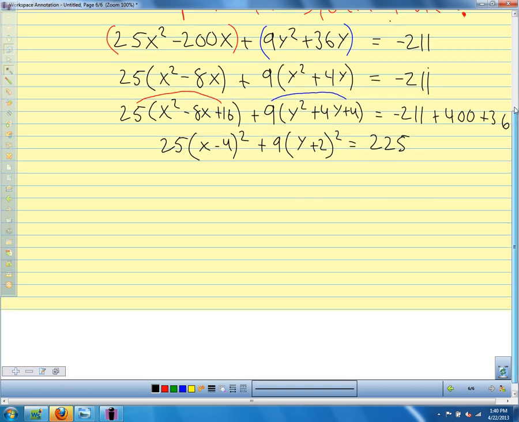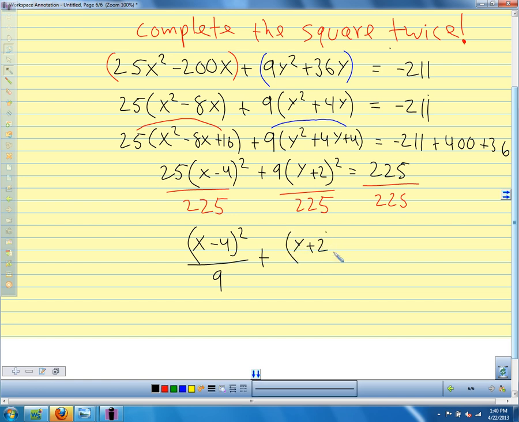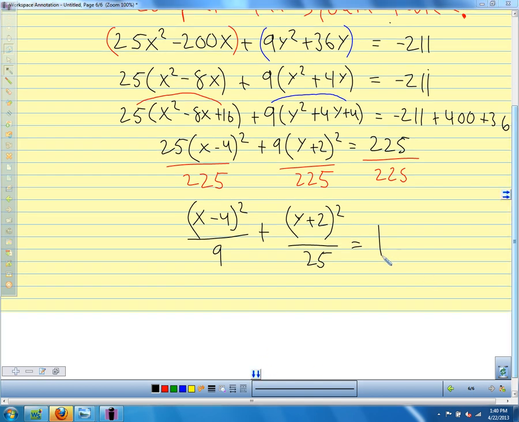My equation for an ellipse has a 1 on this side. So I'm going to divide everything by 225. When I divide that out, 225 divided by 25 is 9. x minus 4 squared over 9 plus y plus 2 squared over 25 equals 1. All right, so there's our standard equation. And from this we could sketch a graph.